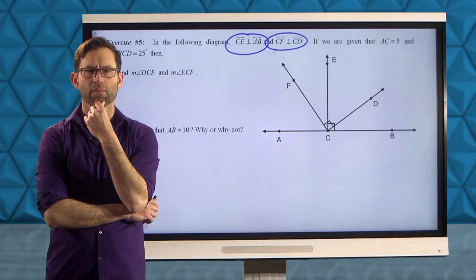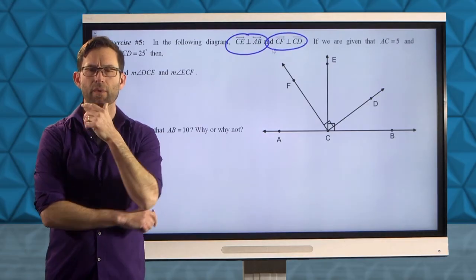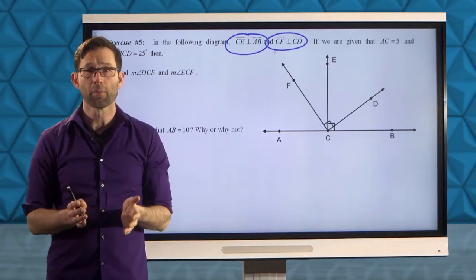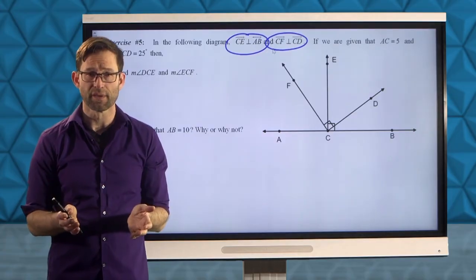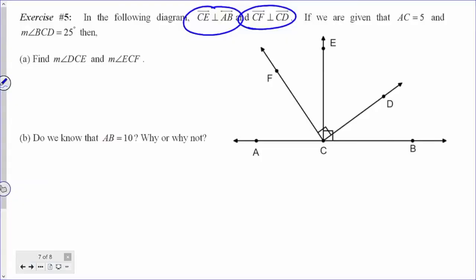Yeah, ready? We're going to do both parts of it, okay? First, we have to be able to properly identify and find things on this diagram. So when we're told this piece of information, the measure of angle BCD is 25, we have to be able to find it on the diagram. BCD is this angle, 25 degrees.